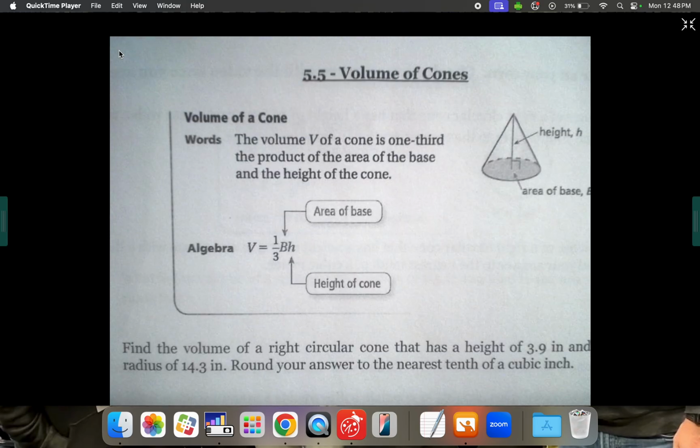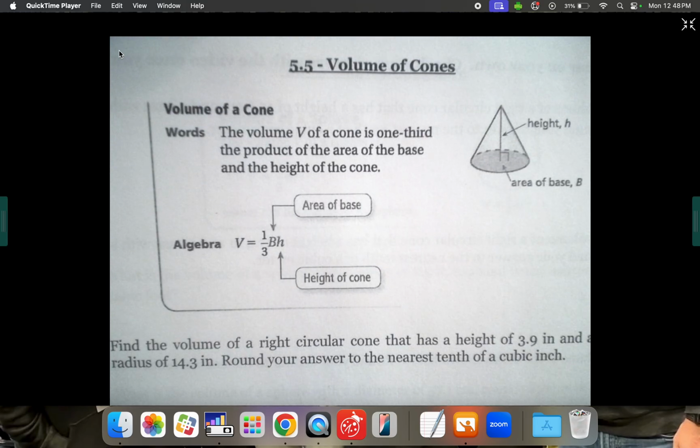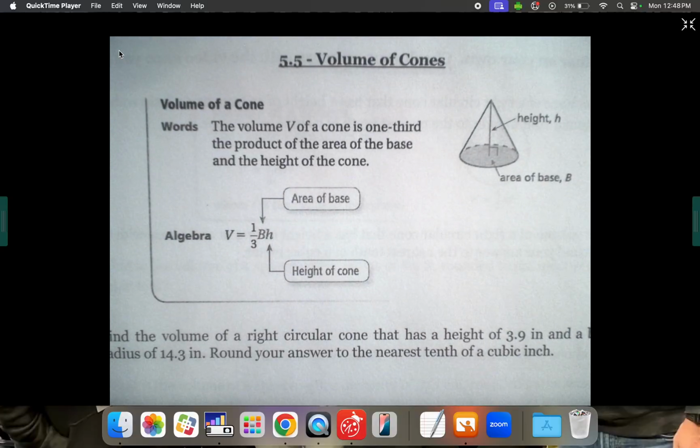All right, we are ready for PLP 5.5 video notes. This is going to be volume of a cone.